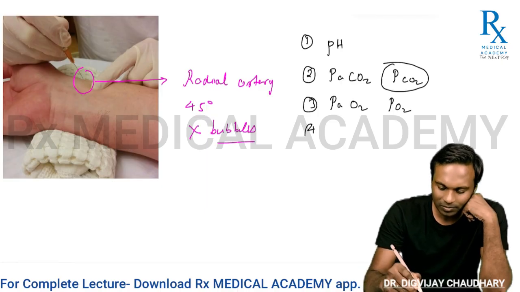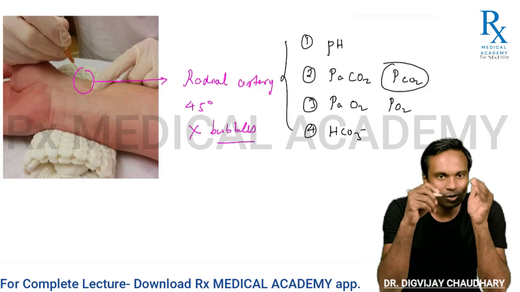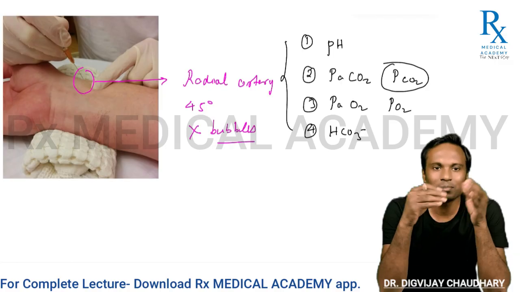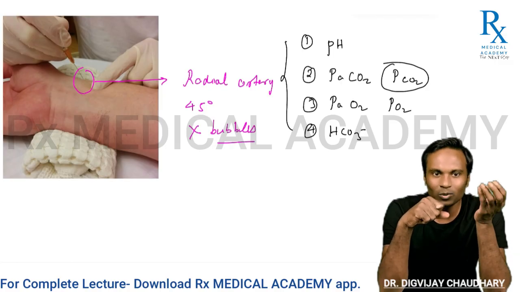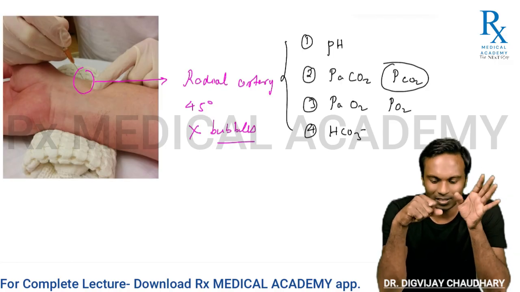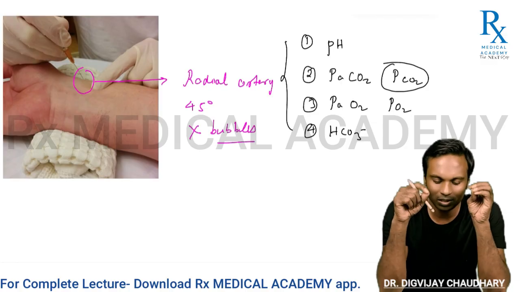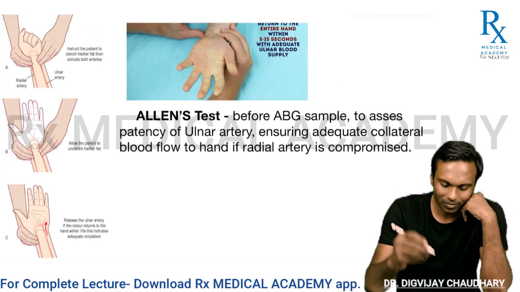Fourth parameter, bicarbonate, right? Later on, we will also analyze the ABG and look at other parameters as well, for example, serum electrolytes, anion gap, osmolality, albumin levels, etc. But as of now, these are the four basic parameters which have to be looked at in ABG.